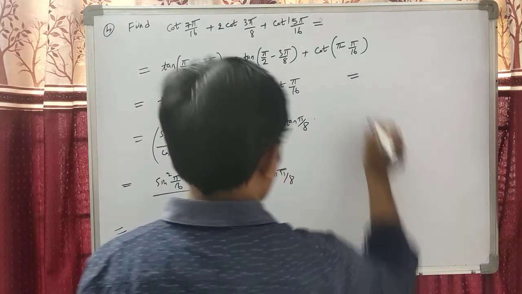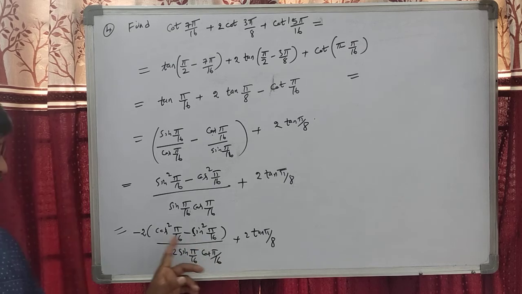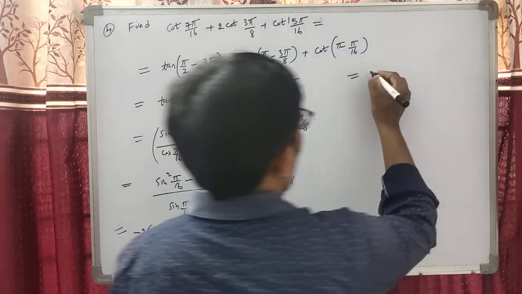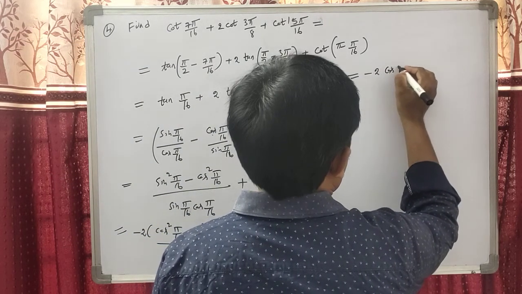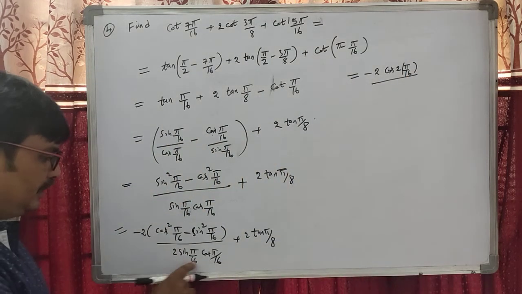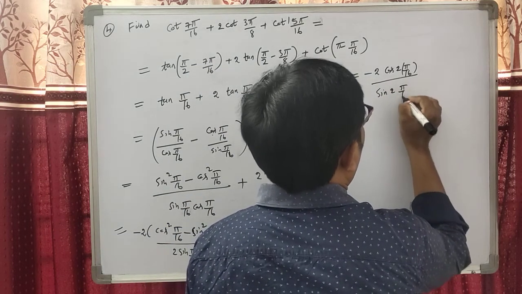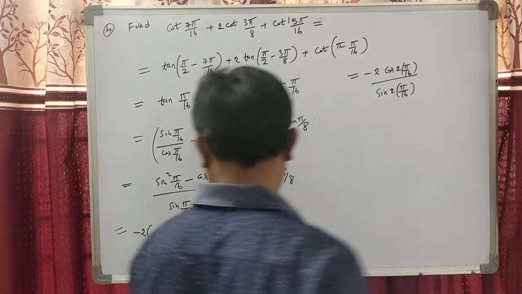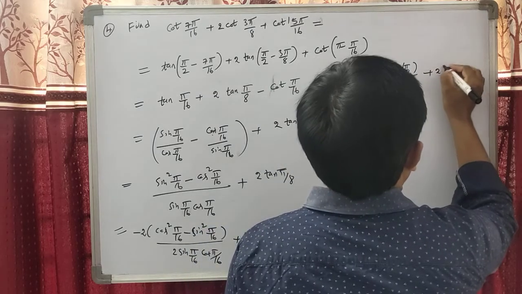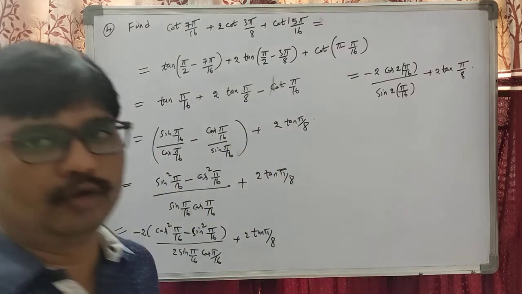My dear students, we know that cos square a minus sin square a. What, students? Cos square a minus sin square a is cos of 2a. Therefore students, minus 2 into cos of 2a, pi by 16. This is, students, 2 sin a cos a is sine of 2a. So dear students, this is sine of 2a. Okay, 2 sin a cos a is, students, sine of 2a. Therefore there is 2 tan pi by 8.